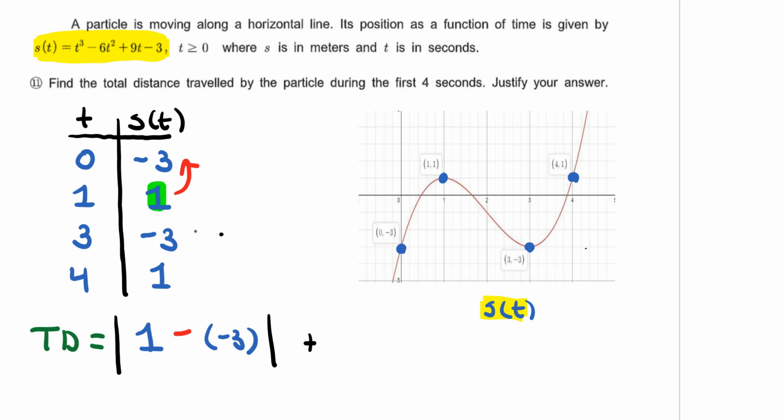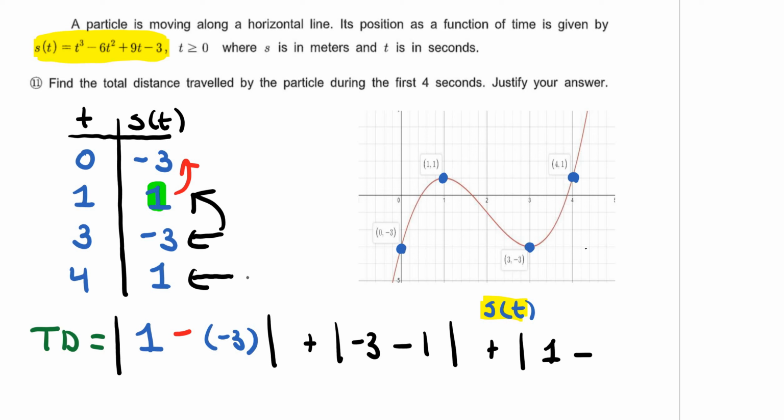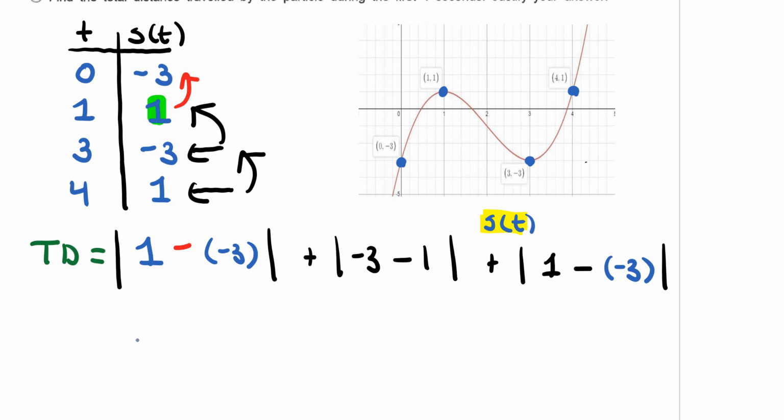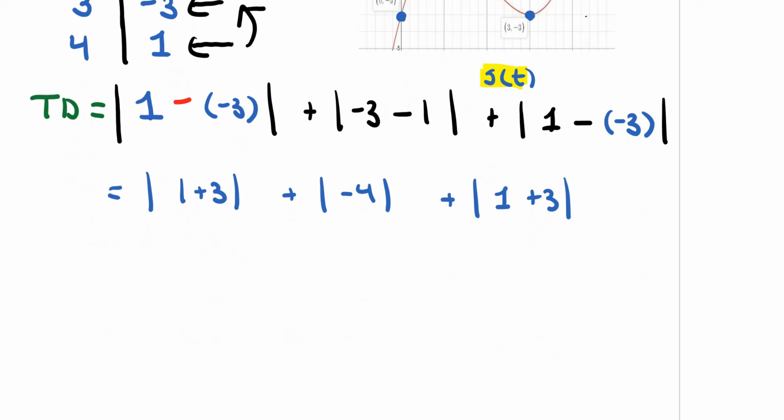Plus, now you go to this height right here, which is negative 3, and you take the difference of your previous height, which is 1. And then finally, you move on to your last height, which is 1, and you take the difference of the previous height, which was negative 3. As you can see, if you use this formula, you get the absolute value of 1 plus 3, plus the absolute value of negative 4, plus the absolute value of 1 plus 3. The absolute values are 4 plus 4 plus 4, which gives you 12 meters.